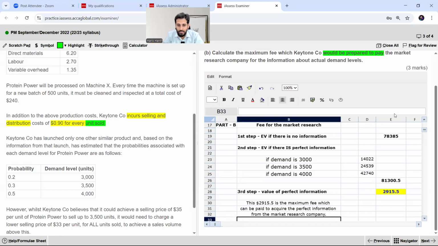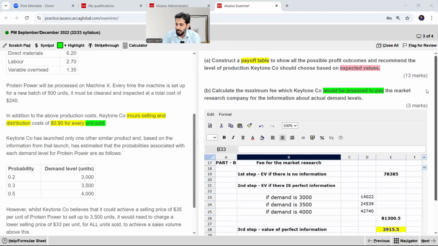You people can pause this video and start copying this. So congratulations, we have completed this part as well. That is part B of 3 marks. We have covered the 13 marks requirement, and now we have to go to part C.